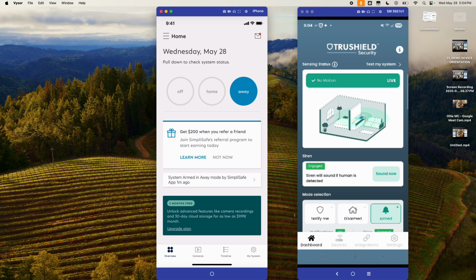Now imagine you're the end user, you're out on the town running errands, and all you have is your app acting as your lifeline. So let's go ahead and see what happens when we stage an intrusion and how both apps react.